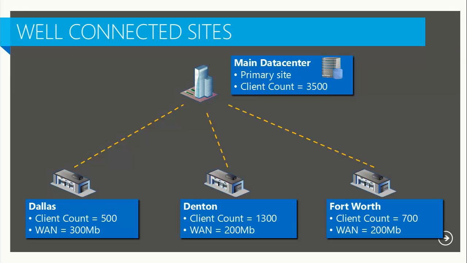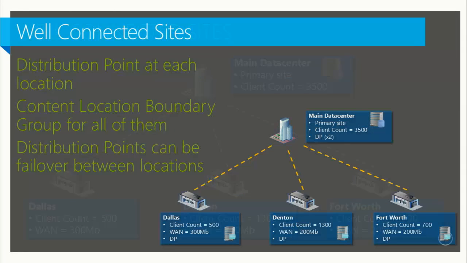So, for well-connected sites, we had several sites that were connected by Ethernet speed connections. We had our main data center with 3,500 clients. Dallas, Denton, and Fort Worth were connected. Literally, their WAN speed was between 200 and 300 meg. Client counts at those sites were anywhere from 500 to 1,300. So, reasonably high on the client count side, but crazy fast WAN speed. And so, in this situation, we weren't really concerned about either the upload or the download of content.